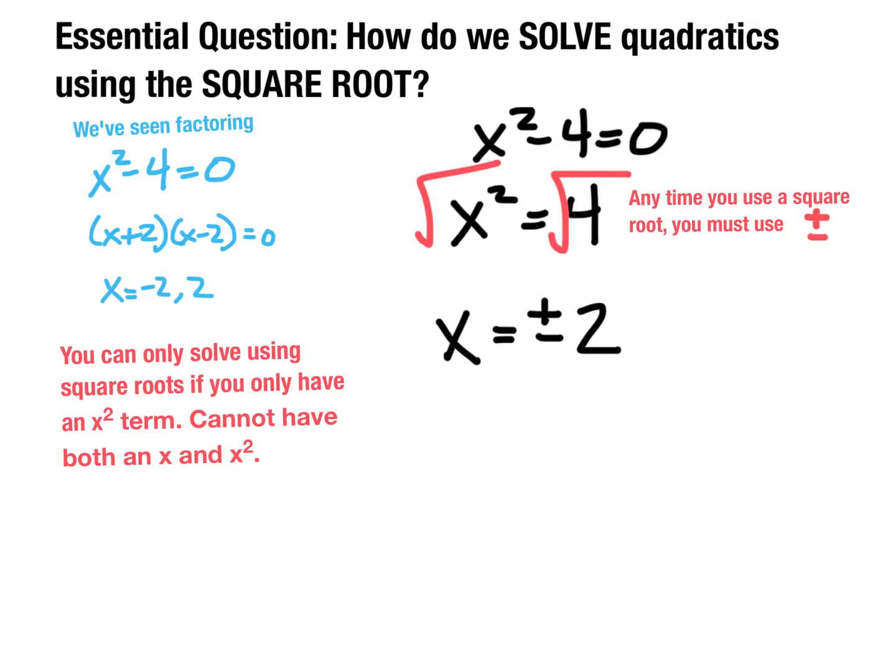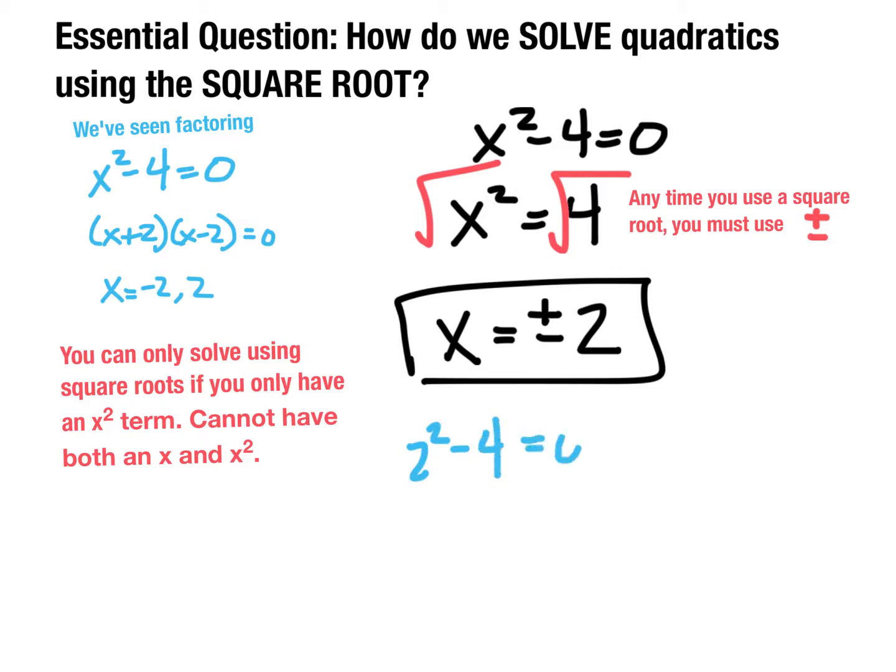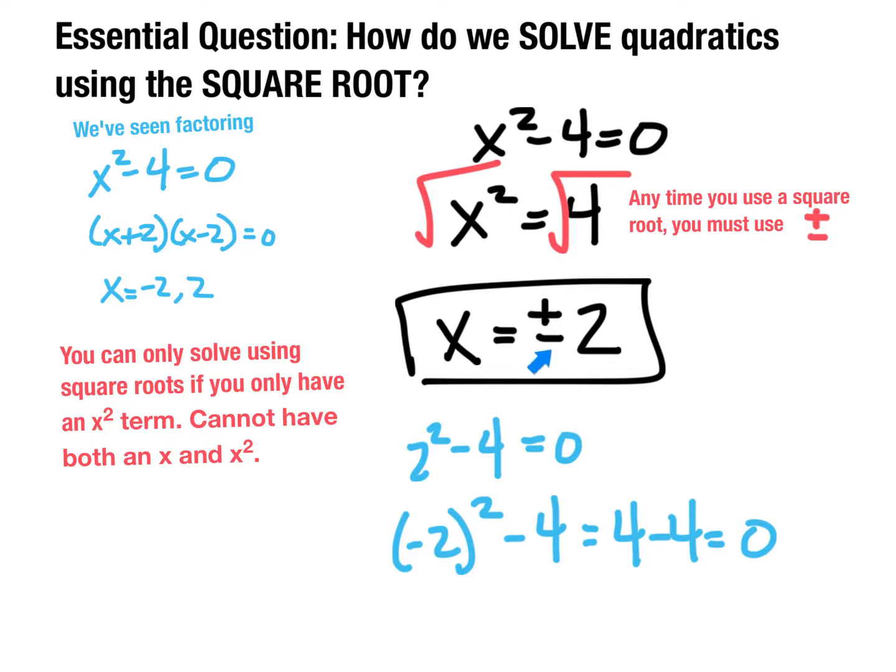Now why do we have to use plus or minus? Well, let's think about it. So let me box in my answer here. If I were to plug these answers back in, 2 squared minus 4 equals 0. Is this true? Yeah, 2 squared is 4, minus 4 equals 0. But what about negative 2 squared minus 4? Isn't negative 2 squared just the same thing as 4? So we don't know if this x was a positive 2 or a negative 2. You can also think about this graphically, since it's a quadratic that's been shifted down 4. It has two x-intercepts at positive 2 and negative 2.